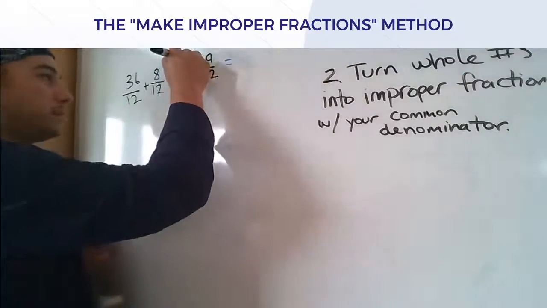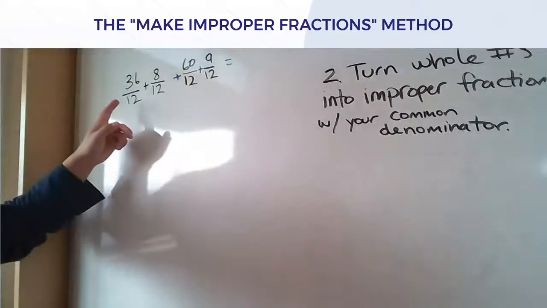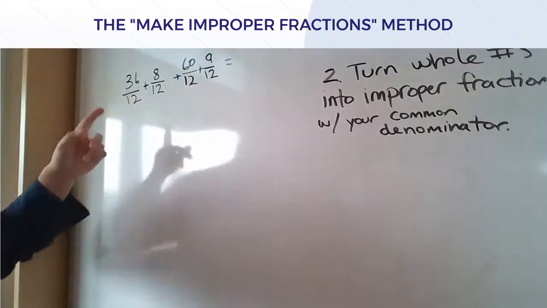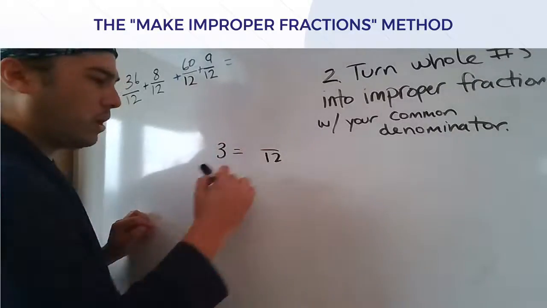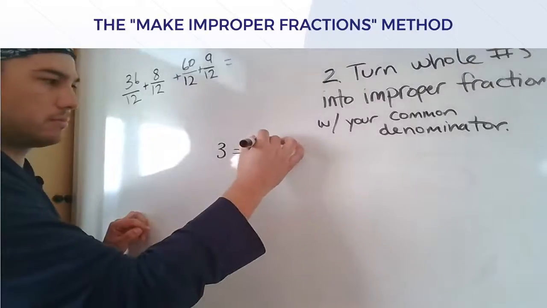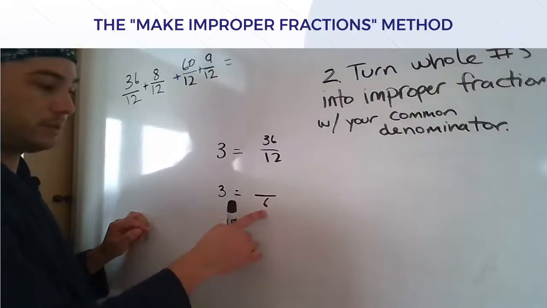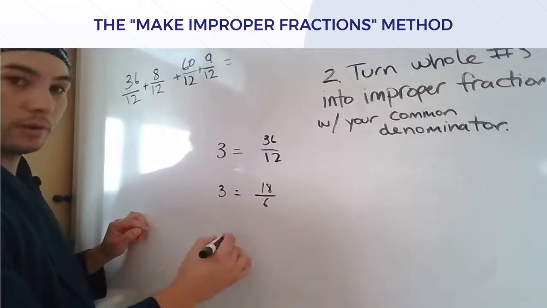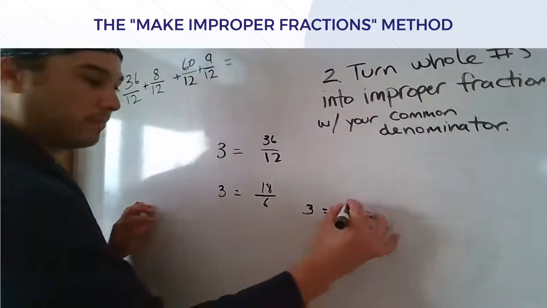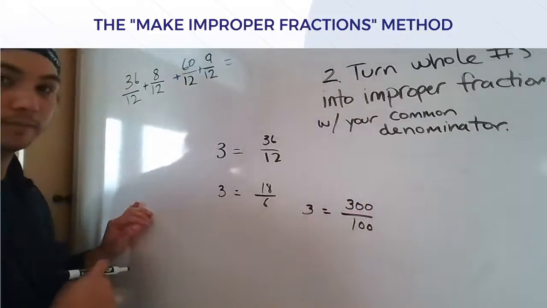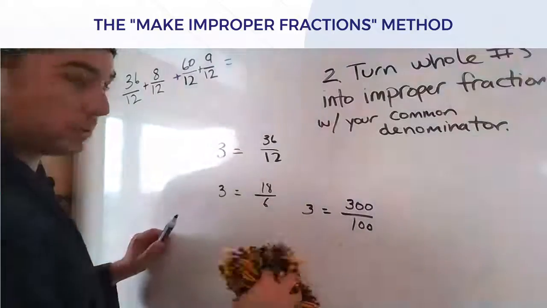Some of you may have picked up on this, that, oh, well, 12 times 3 is 36. So if I have that memorized, if I wanted to make 3 into some form of twelfths, all I have to do is go 3 times 12. If I wanted to make 3 into some kind of sixths, all I do is 3 times 6. If I wanted to make 3 into hundredths, 3 times 100, and there's my fraction.